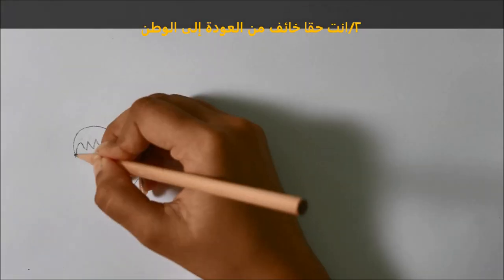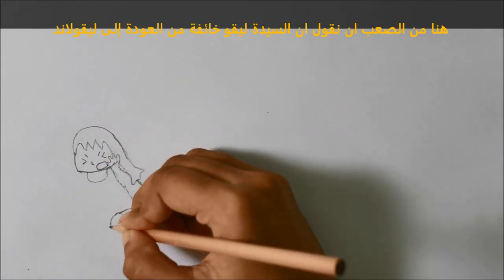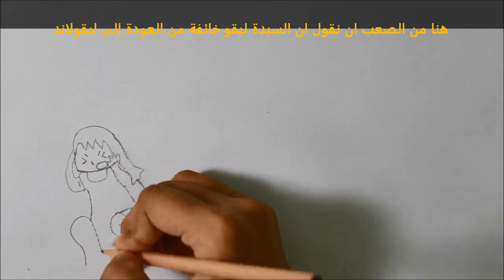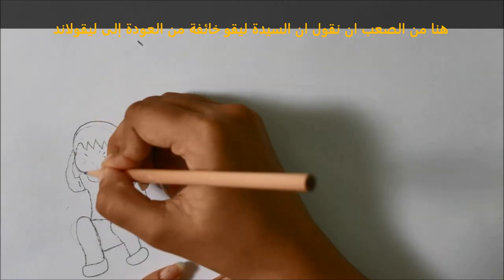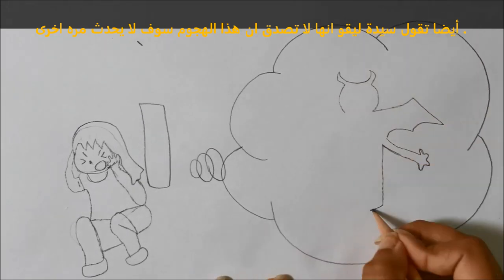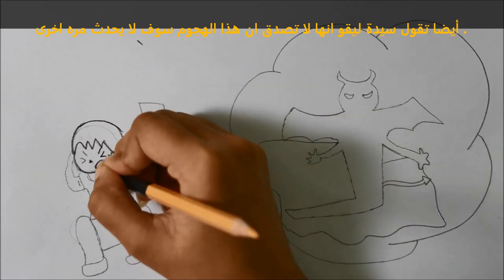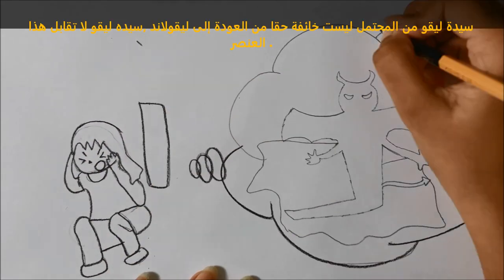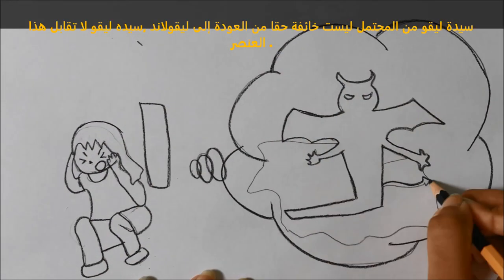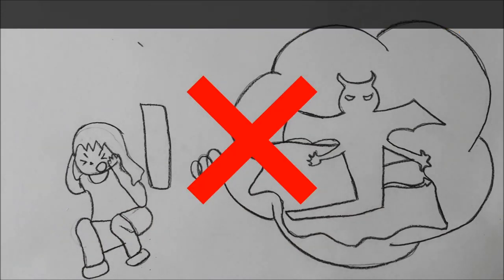Second, you are genuinely afraid to return to your home country. Here, it is hard to tell if Mrs. Lego is genuinely afraid to go back to Legoland. Mrs. Lego says that she does not believe that the attack will happen again. So Mrs. Lego is probably not genuinely afraid to go back to Legoland. Mrs. Lego does not meet this element.